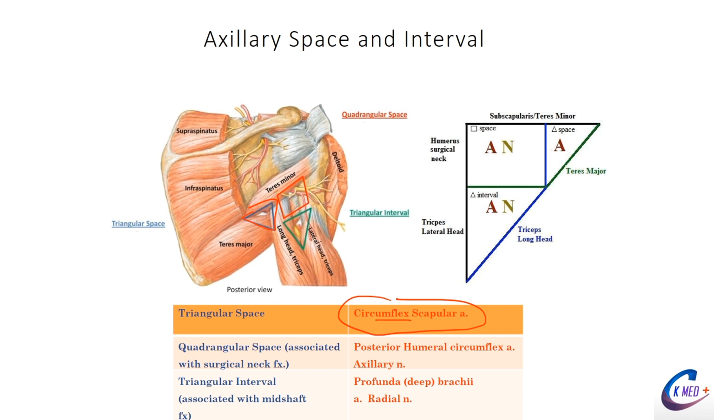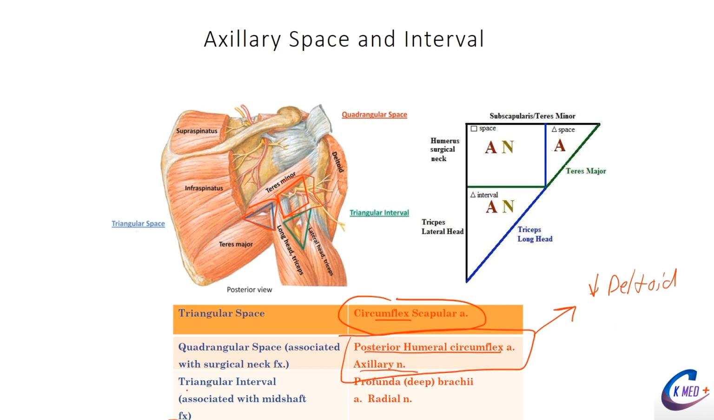Next, we have our quadrangular space, which is the one that makes the 4 thing. That's why we call it quadrangular space. And that houses your posterior humeral circumflex and your axillary nerve. So I can imagine if someone gets stabbed in the back of their shoulder in the quadrangular space, this might come up as a question as to why this person has decreased deltoid muscle contraction. So what did we say? 15 to 90 degrees has problem abducting their arm. In addition, you have that posterior humeral circumflex damage.